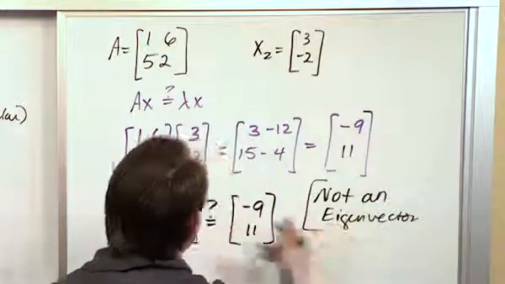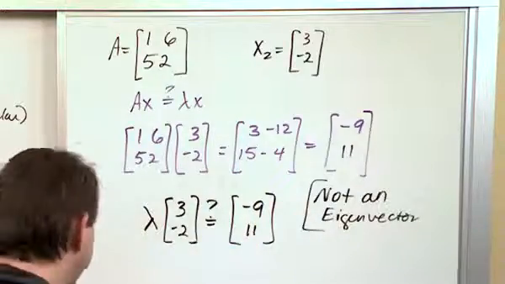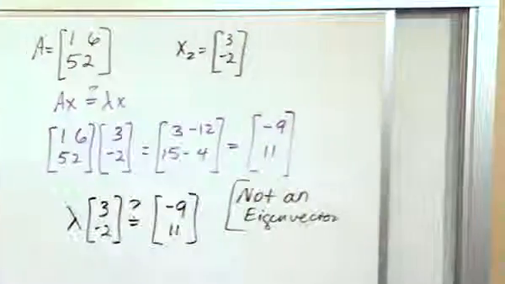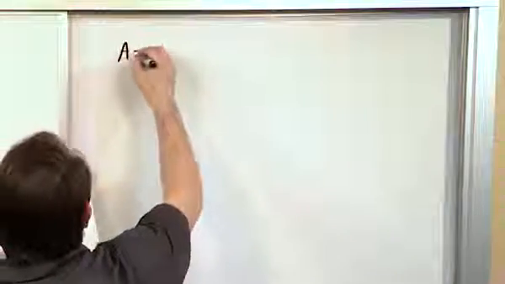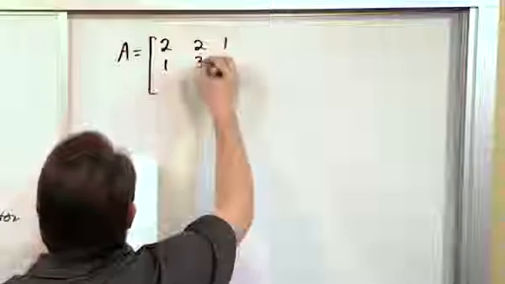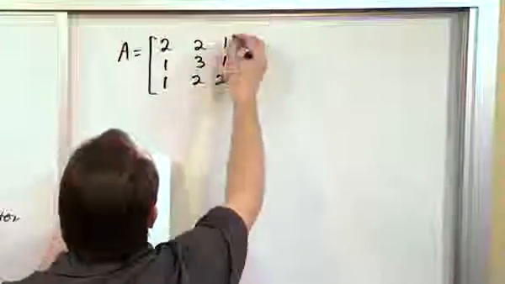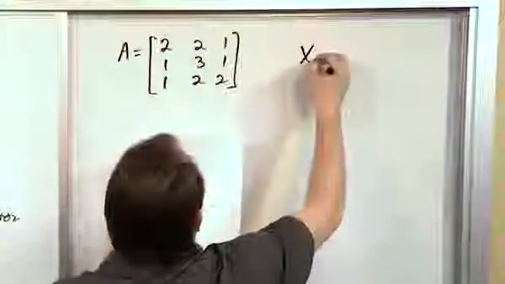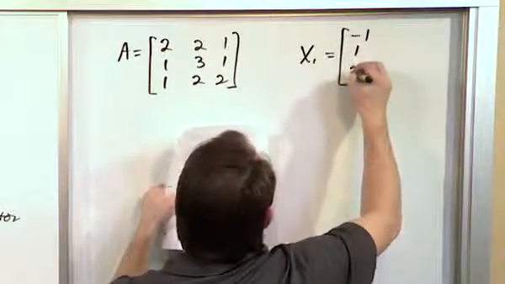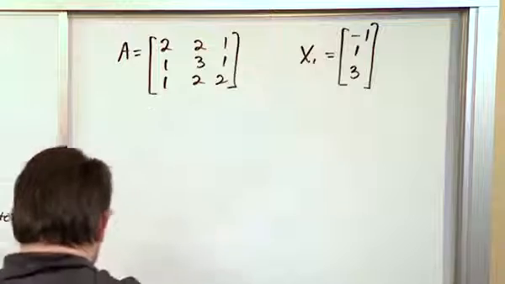So there's no eigenvalue associated with it. There's no eigenvector. There's nothing special about this guy. This is just another vector. It's a test we ran. Failed the test with flying colors. Now those were 2 by 2 matrices, but the exact same thing holds for larger matrices. What if I have the matrix 2, 2, 1, 1, 3, 1, 1, 2, 2, and I want to test this vector and see if it's an eigenvector? Negative 1, 1, 3. Okay, so how do I do it?